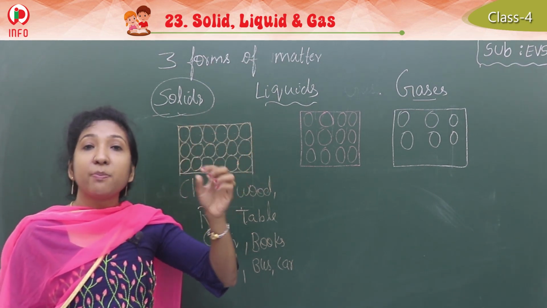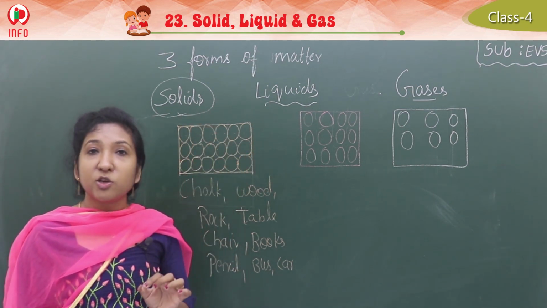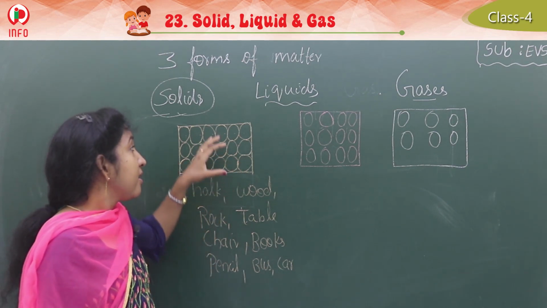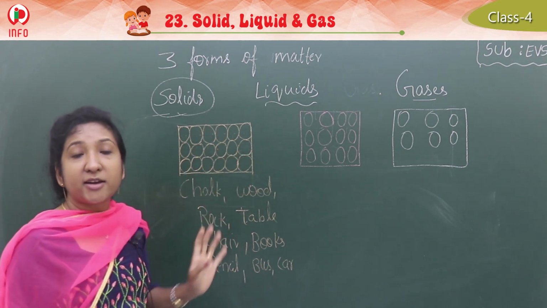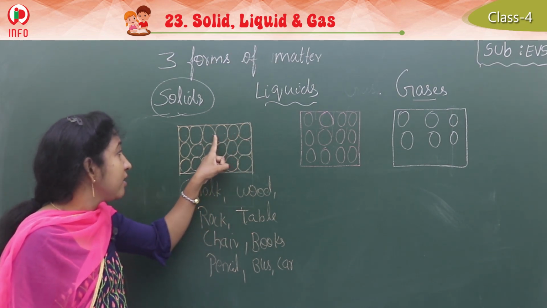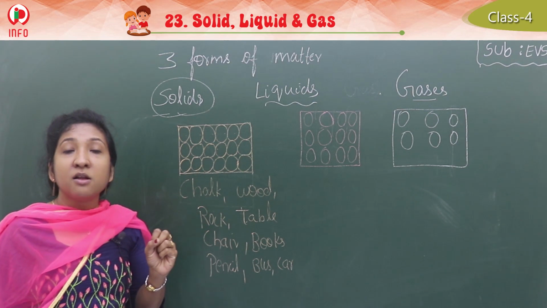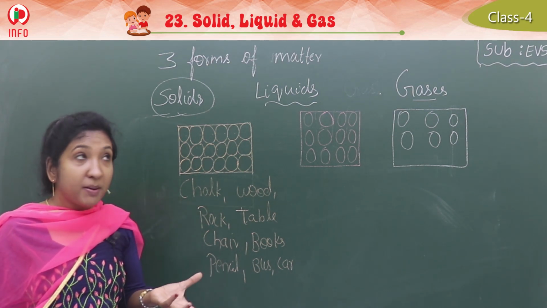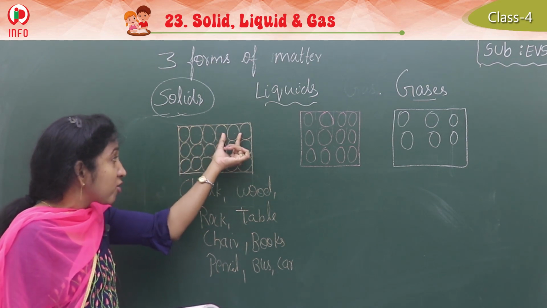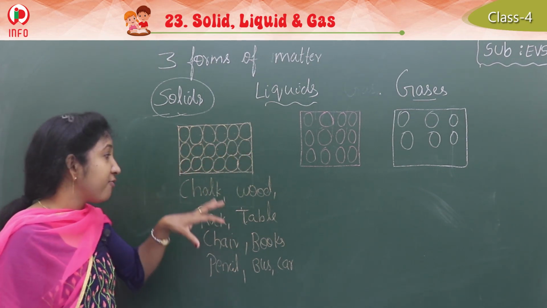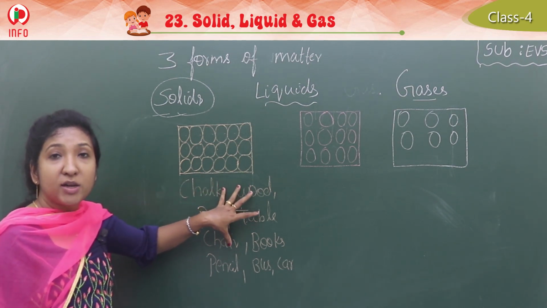Actually, matter is made up of small particles called molecules. In solids, molecules are tightly packed, very closely packed. There is no gap in between, so they cannot move freely, and the force of attraction between them is so strong. That's why they have a definite shape and volume.